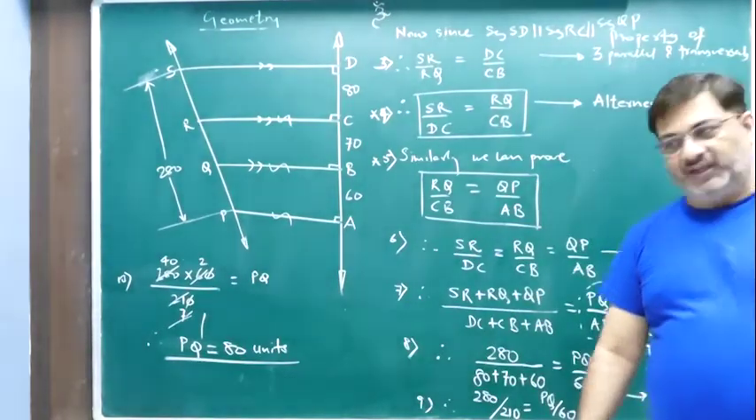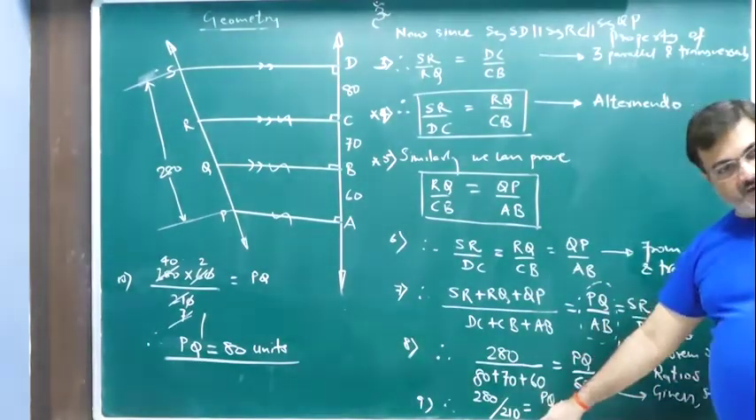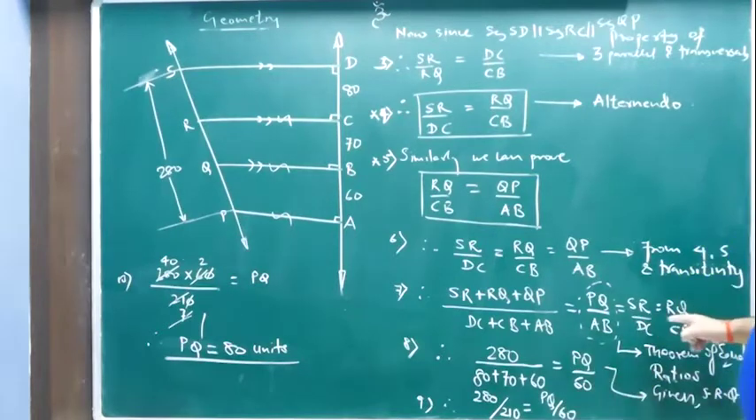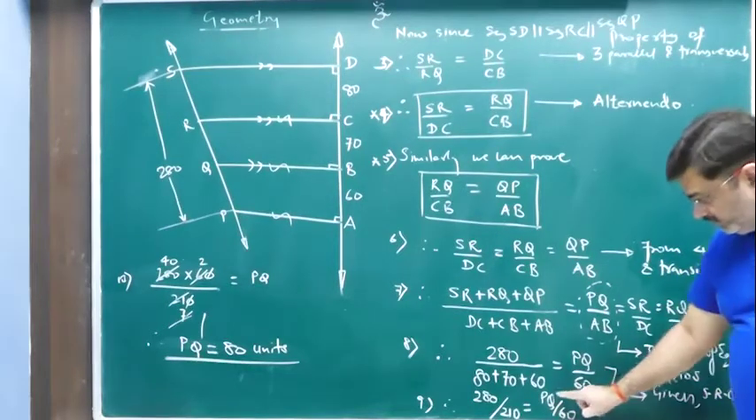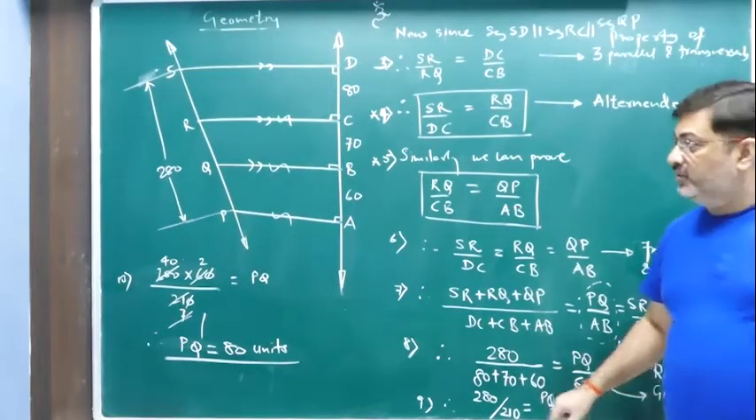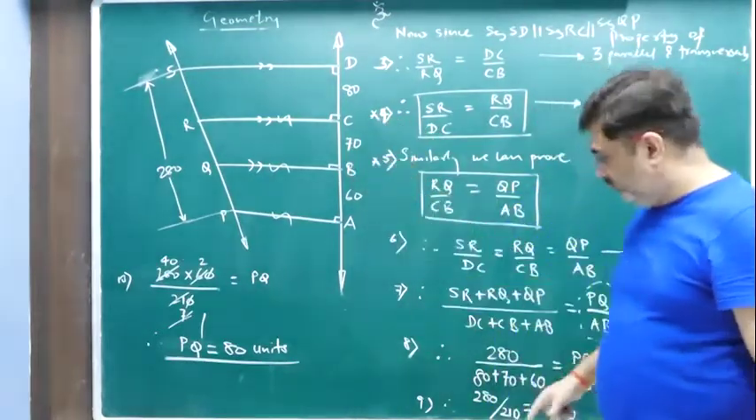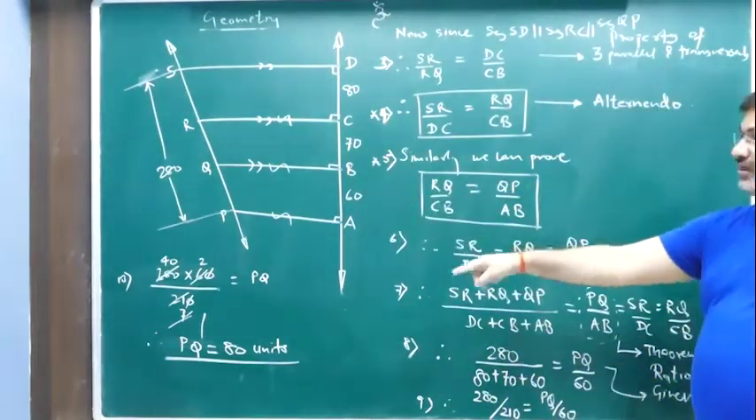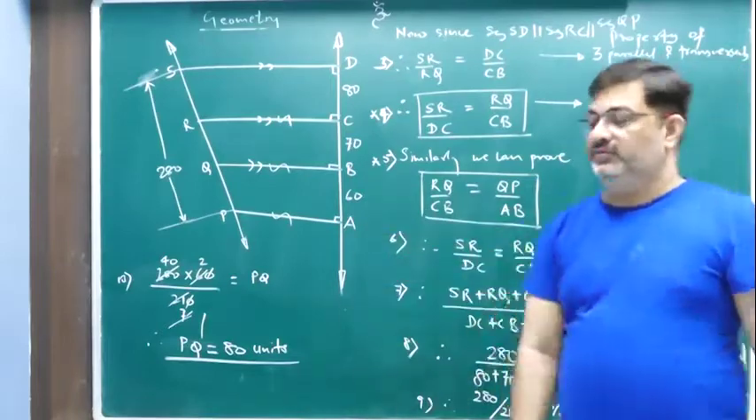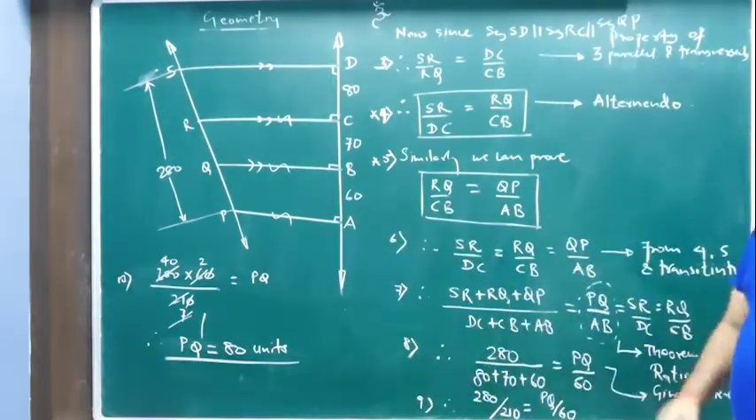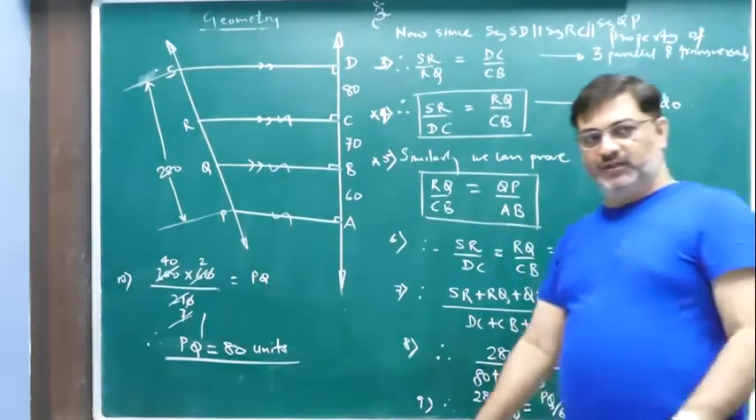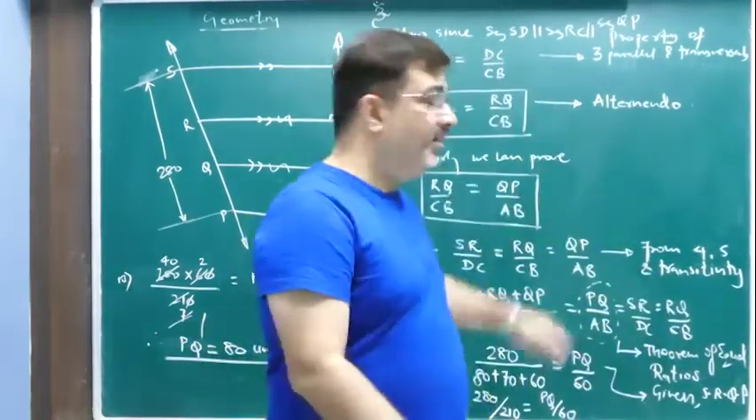Clear? Then for the third, again 280 upon 210 equals to, take the third one, RQ upon CB. CB we know 70. Cross multiply. Cancel whatever cancels. And then you will get RQ. So one by one that way you will get. Clear? Now finish it. Now I am rubbing this part and I will go ahead.